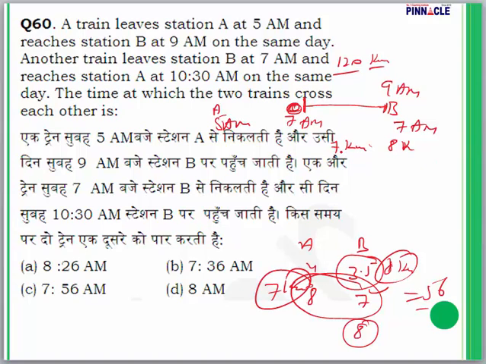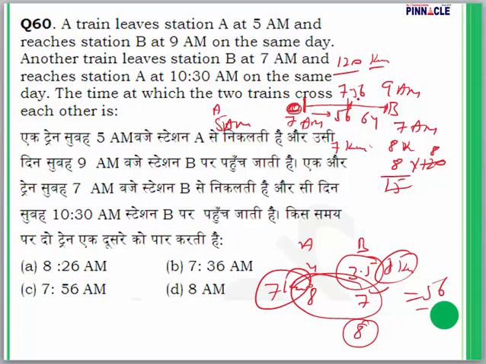But in 15 kilometer race, B is contributing 8 kilometers. In 120 kilometer race, it will contribute 64. If this is contributing 64, this will contribute 56, 120 minus 64, that is 56. In other words, at 7:56 this train will reach here, and here this train B will reach 8:04.